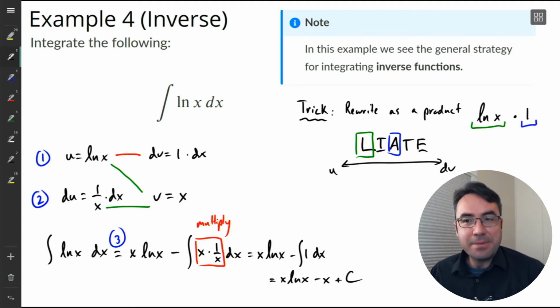It doesn't look like we'd be able to, it's kind of surprising, but we were able to use integration by parts to calculate the integral of this log function, this inverse function. So it's kind of nice. So if we had an inverse trig function, you'd use the same trick to get you started using integration by parts.